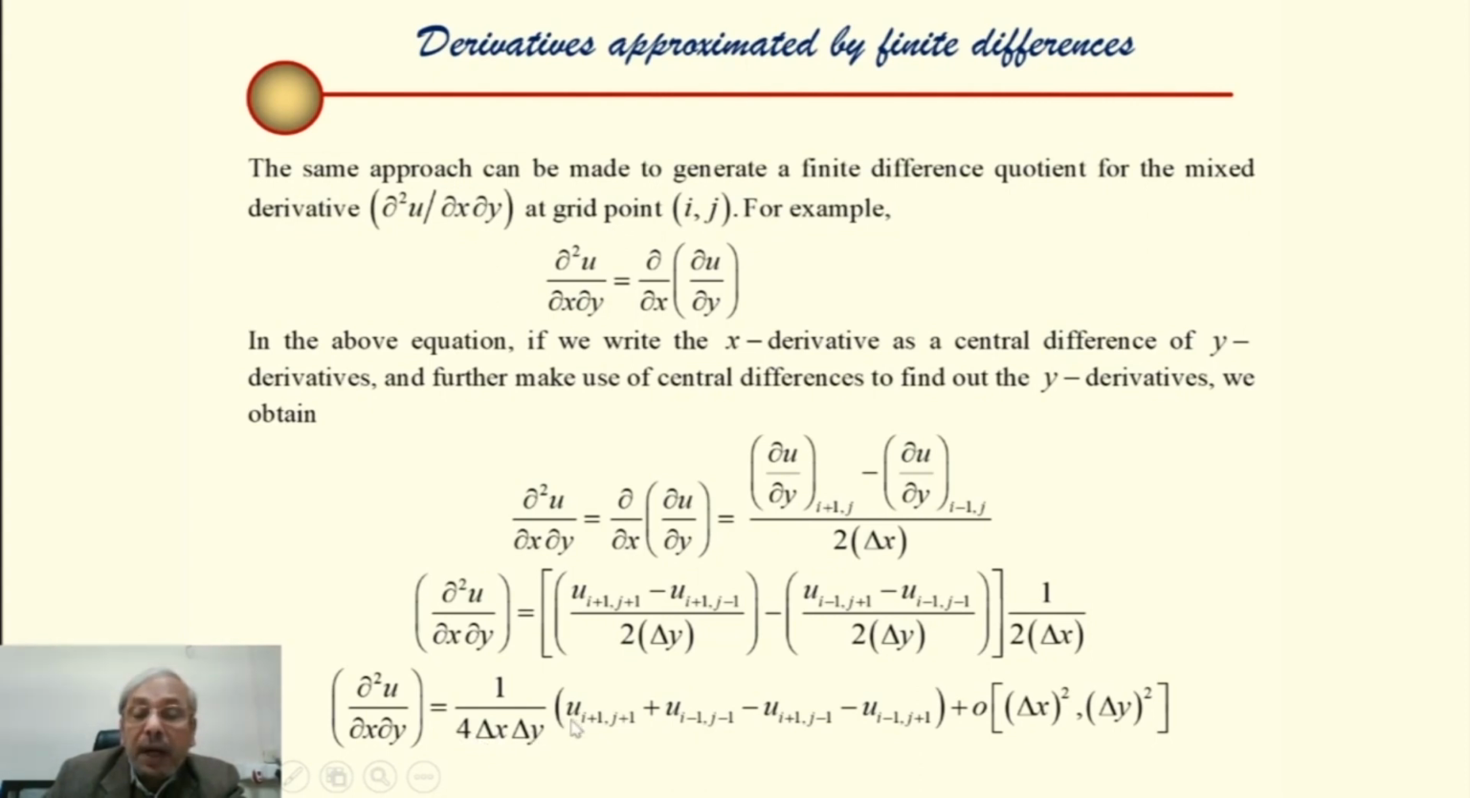And then the final expression, the finite difference quotient for del 2u del x del y, becomes 1 by 4 delta x delta y multiplied by, within bracket, u_i+1,j+1 plus u_i-1,j-1 minus u_i+1,j-1 minus u_i-1,j+1. And this is basically second order accurate in both the spatial directions.